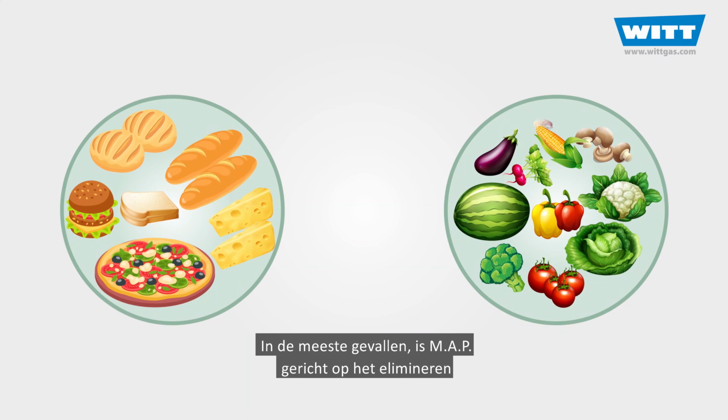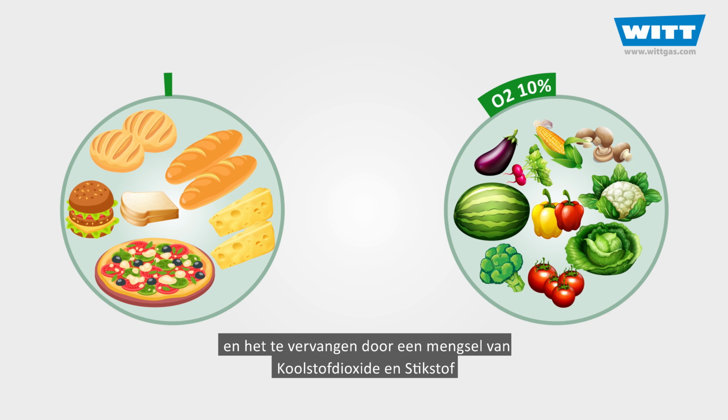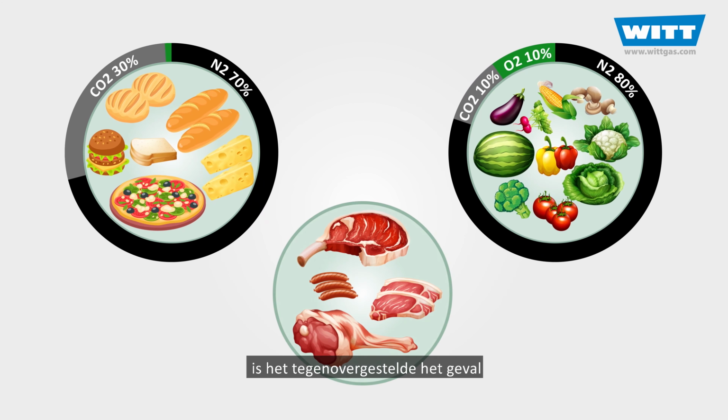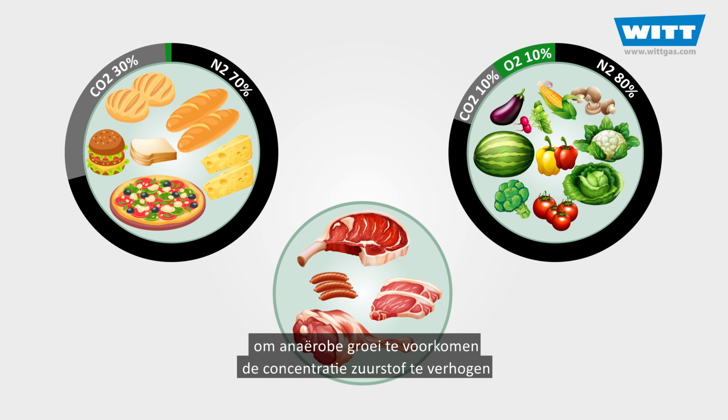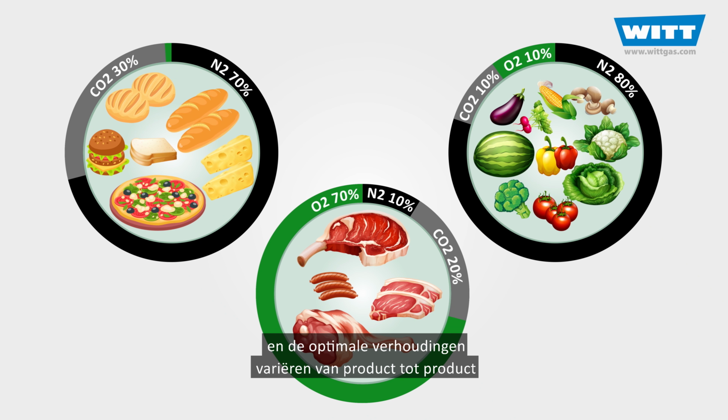In most cases, M.A.P. is aimed at eliminating or reducing oxygen inside the packaging and replacing it with a mixture of carbon dioxide and nitrogen. Of course, in special cases, such as packing red meat and fresh produce, the opposite is correct. We do not eliminate the oxygen, but instead increase its concentration to prevent anaerobic growth. M.A.P. therefore normally requires a mixture of at least two gases, and the optimum proportions vary from product to product.